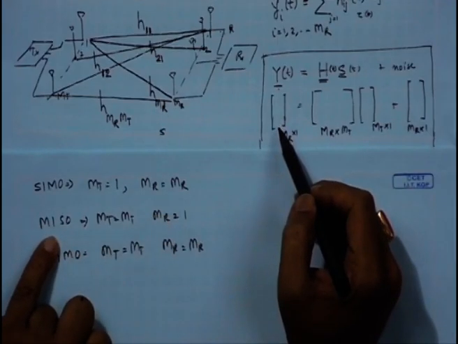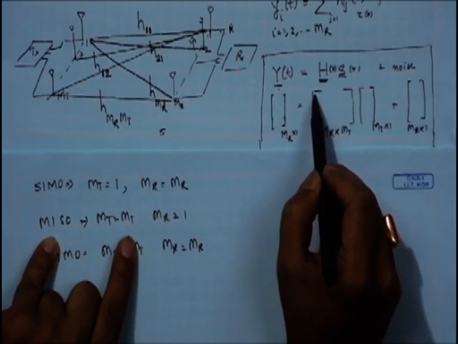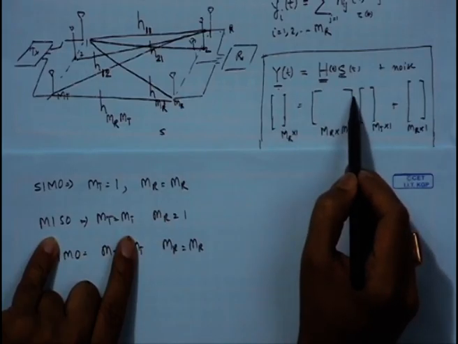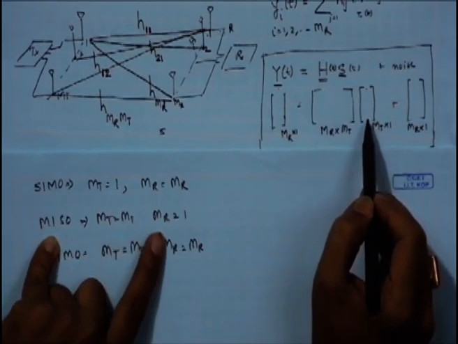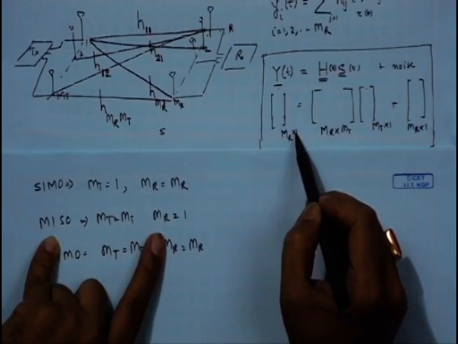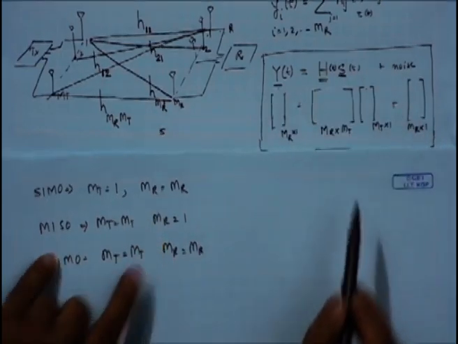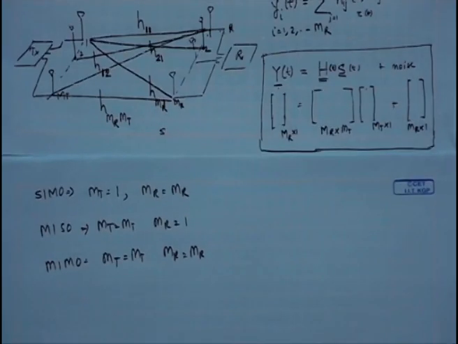If we take a MISO system, that means MT equals MT, so this is a row vector and this is a column vector, so this gets multiplied and becomes 1 cross 1, with MR equals 1, so we have a scalar. So this particular expression or structure takes care of all the three combinations that we have, and our study of the MIMO communication system would be based on this particular model that we have just written down. Thank you.